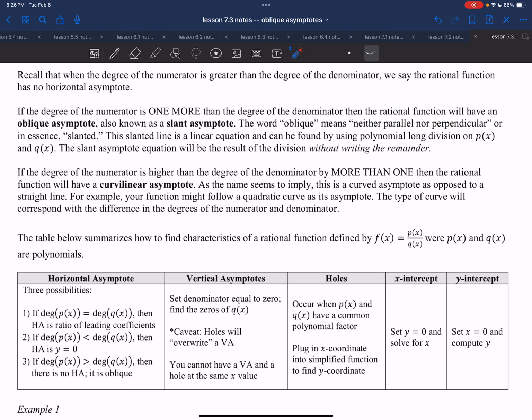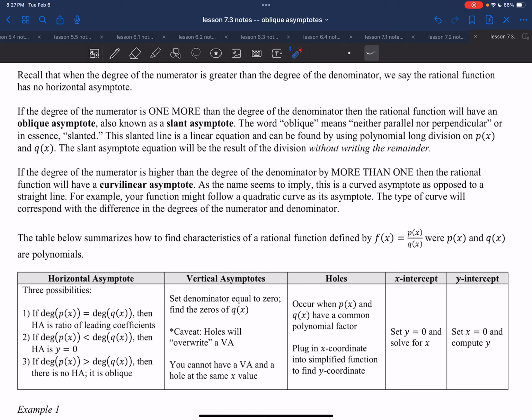Now, if it's not 1, if it's greater than 1, say x to the 4th and x squared, then you're still going to have quite an interesting asymptote, but it's not going to be a straight line. It's going to be a curvy line. This is going to be some sort of curvy line asymptote. We call that curvilinear. So if it's not oblique, it'll be curvilinear, and we'll get to see a few curvilinear asymptotes in this video.